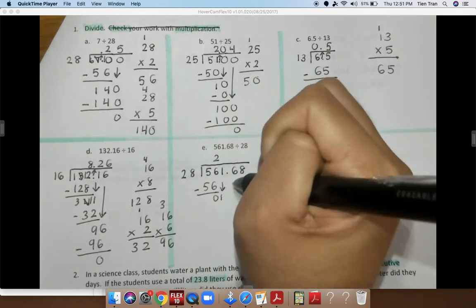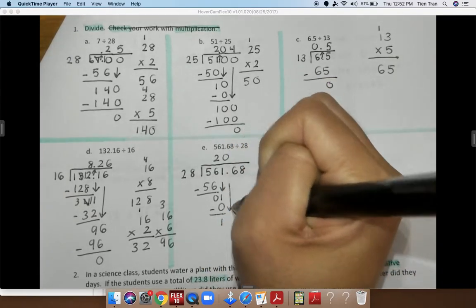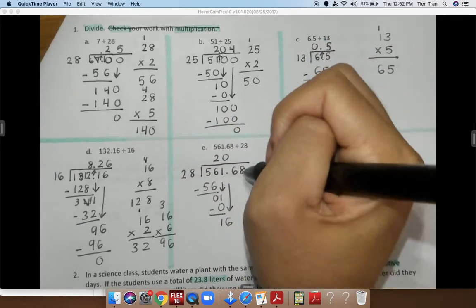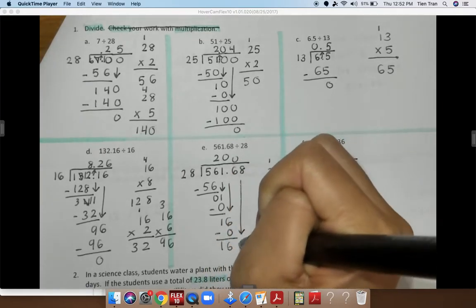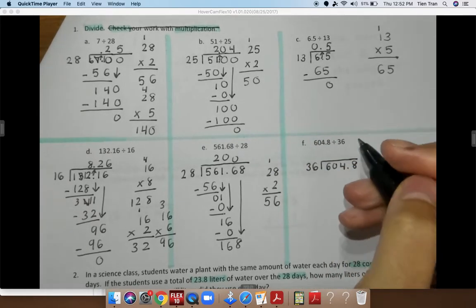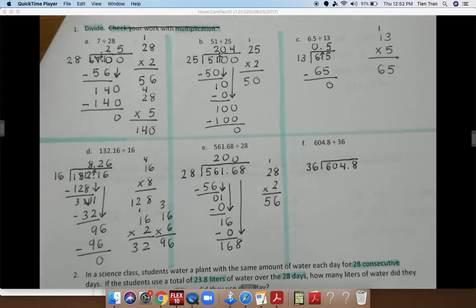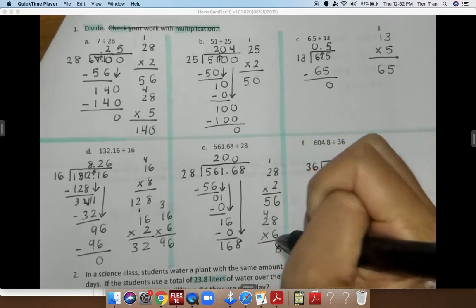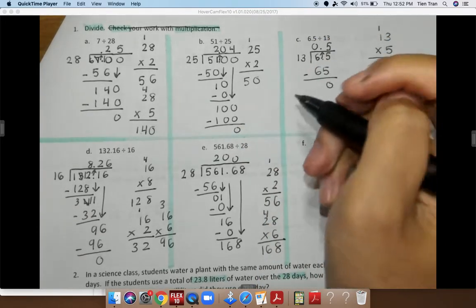Subtract, bring down my 1. I know that 28 can't go into 1, so bring down my 6. And I know that 28 can't go into 16, so again, bring down my 8, 168. I'm going to try 8 times and see if that works. Or 6 times. Let's try 6 times. 28 times 6: 8 times 6 is 48. 6 times 2 is 12. Plus 4 is 16. I get 168.